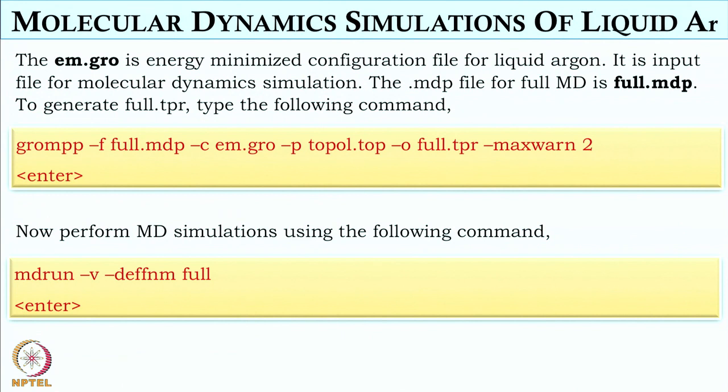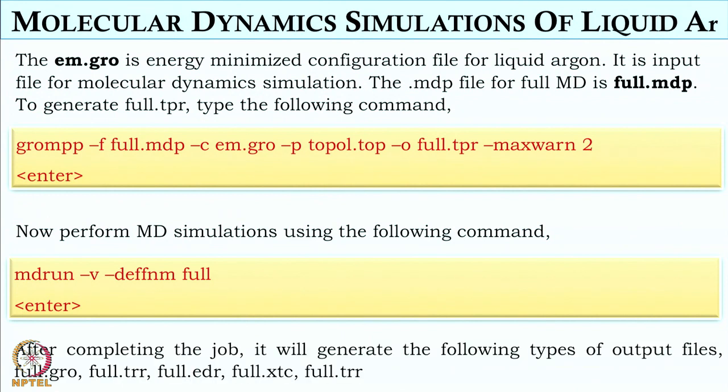And now we'll run this full.tpr using the command mdrun to get the trajectory. So again, when you say -deffnm, that means all of them will have the same initial name, full. Then we'll get files full.gro, which will be the gro file after full MD simulation, then full.trr, full.edr, full.xtc.